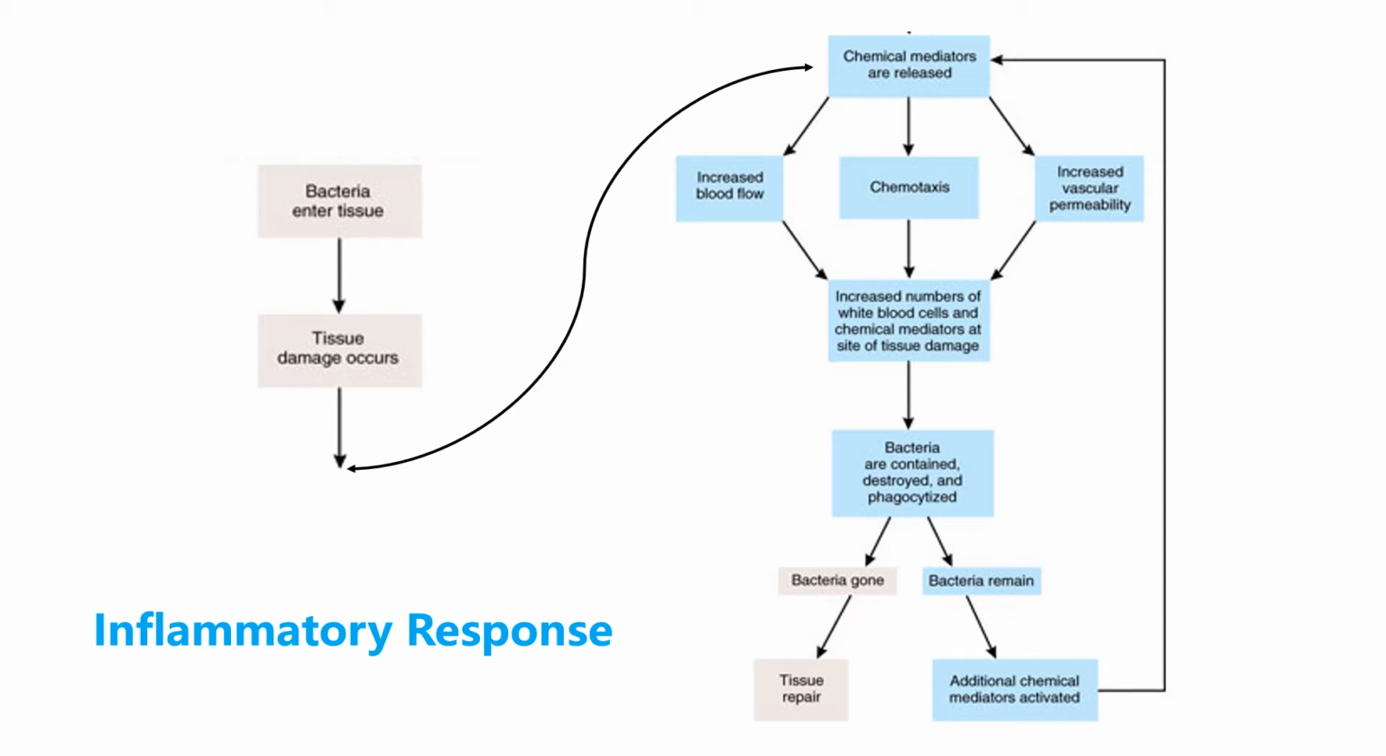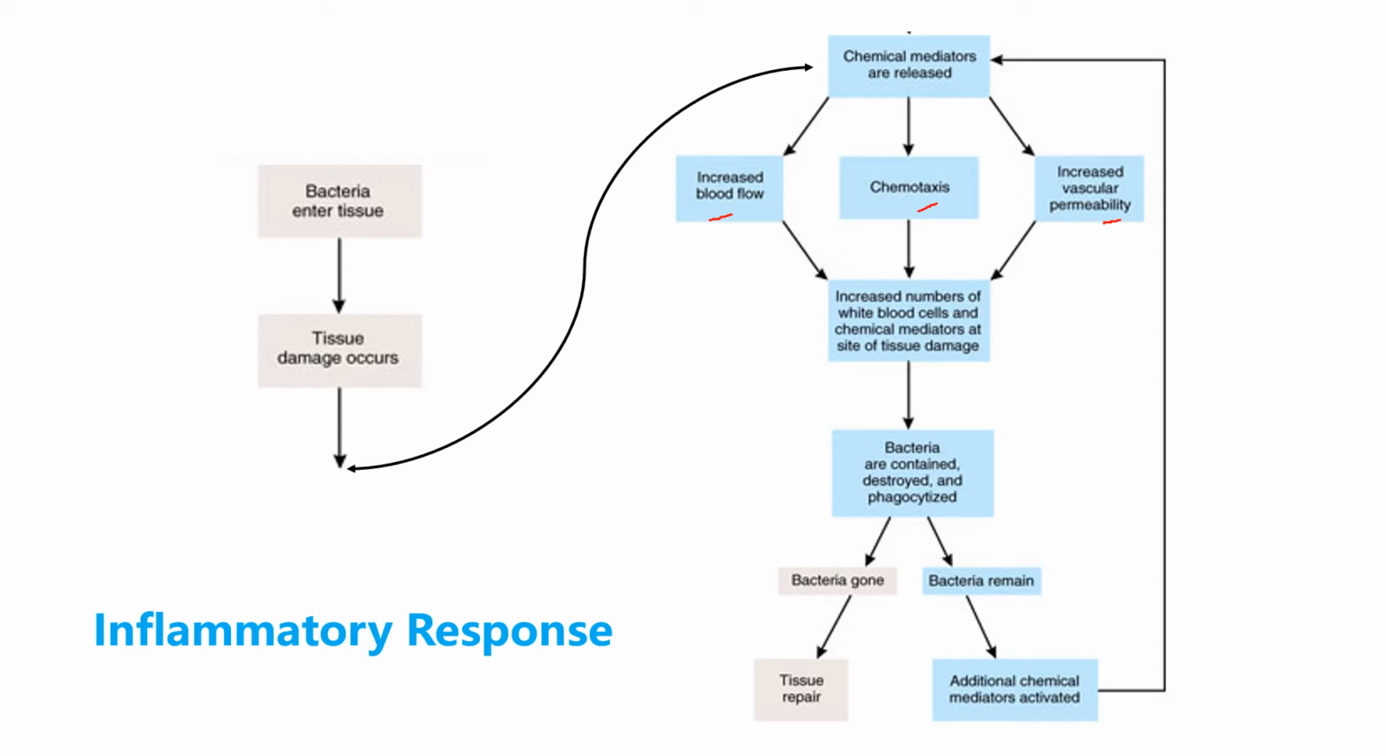So once bacteria enters the tissue causing damage, it stimulates the release or activation of what you call your chemical mediators. So once chemical mediators are released, of course, there would be vasodilation, which increases the blood flow and brings phagocytes and other white blood cells to the area. There would also be a chemotaxis, and of course the increased vascular permeability, which allows the fibrinogen and complement to enter the tissue from the blood.